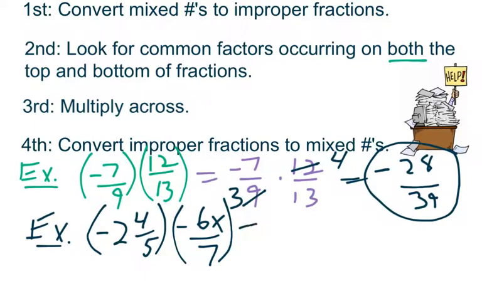Well, again, if we have parentheses and no other operation, that means multiply. And I'm looking at my first step. It says convert mixed numbers to improper. Whoops, we have a mixed number. So 5 times 2 is 10, plus the 4 is 14, all over 5. And that's a negative number, so it's negative 14 over 5 times negative 6x over 7.